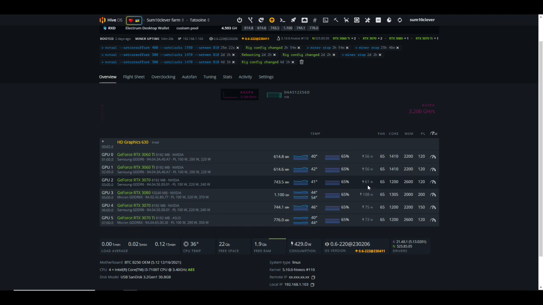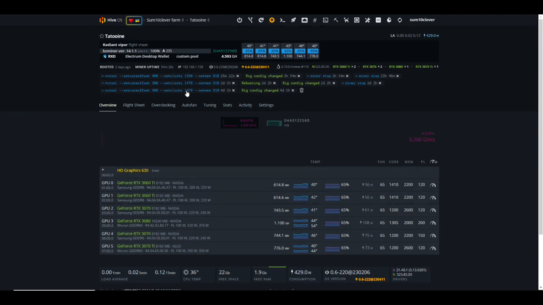Wow, that one's doing incredibly well. Another 3070 at 744 at 75 watts. Then we've got a 3080 at 1.1 gigahash at 108 watts versus another 3070 Ti at 776 megahash at 73 watts, doing quite a bit better than this 3070 actually. So every single GPU is rocking the exact same overclocks. They're all at 400 on the core offset, 1550 on the locked core, and 810 on the memory.